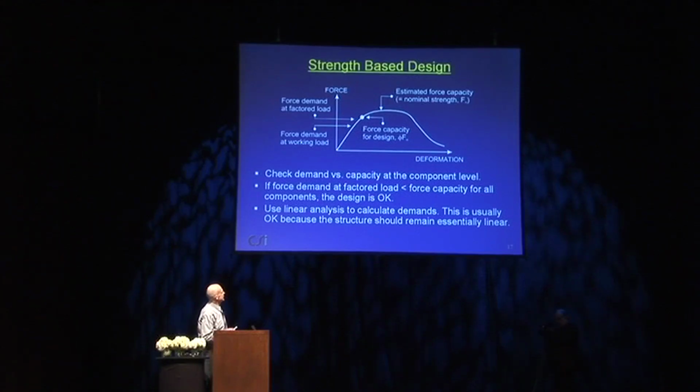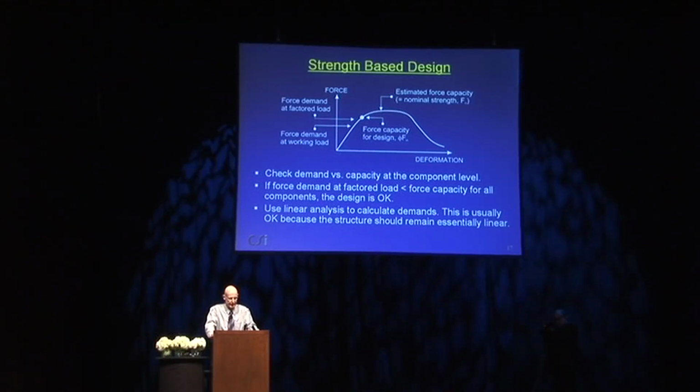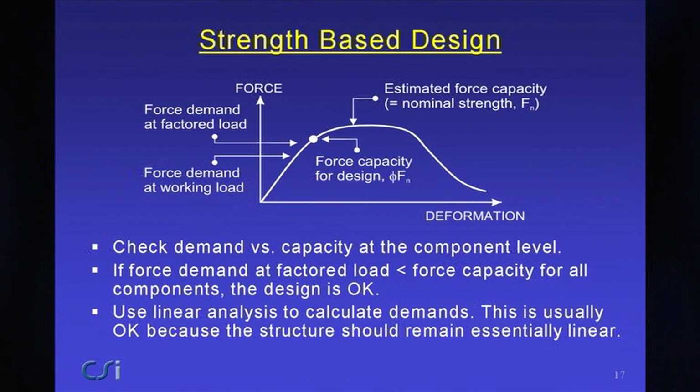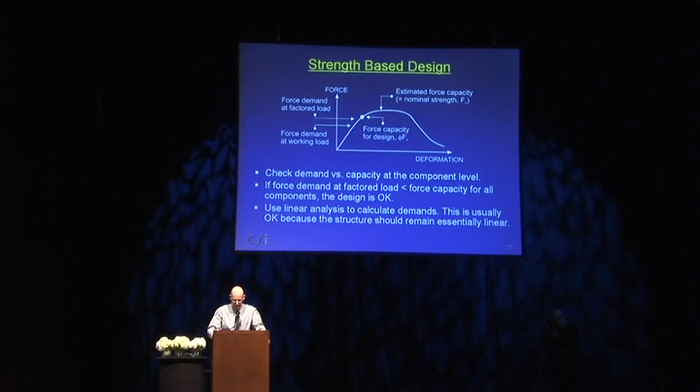And basically, you're going to check force demand versus force capacity at the component level. If the force demand at the factored load is smaller than the force capacity for all of the components of the structure, then your performance is satisfactory. What you do here is you can use linear analysis to calculate the demands, and this is usually okay because even up to the factored load, the behavior is pretty much linear. So if you're doing true strength-based design, you can use linear analysis.